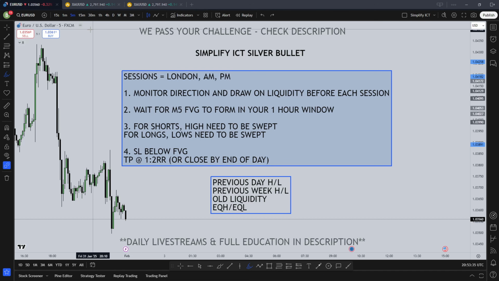We're going to be on Euro USD on the 5-minute time frame. I'm going to show you multiple examples of this playing out. And just before we do that, remember a few key liquidity points are previous day highs and lows, previous week highs and lows, old liquidity, so old highs and lows, and then relatively equal highs and lows. Just take a note of this or screenshot this, because this is going to be a very helpful cheat sheet, you could call it, or checklist to look for when you are taking trades with this silver bullet strategy.